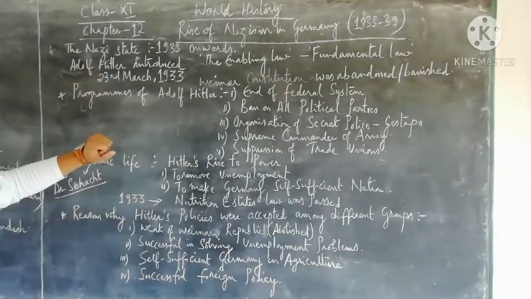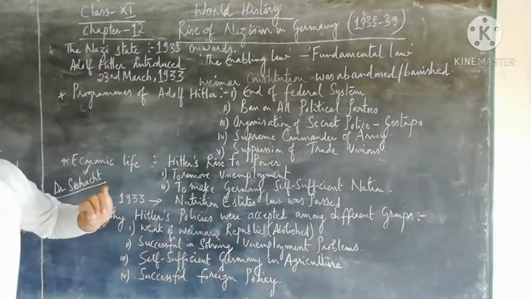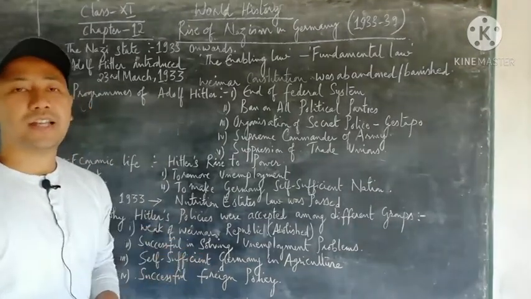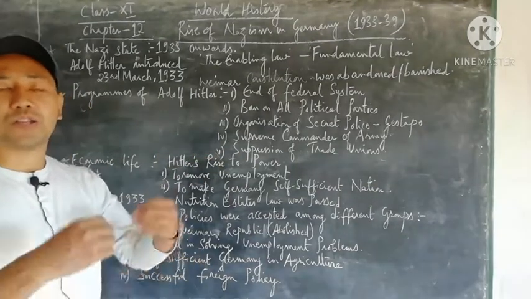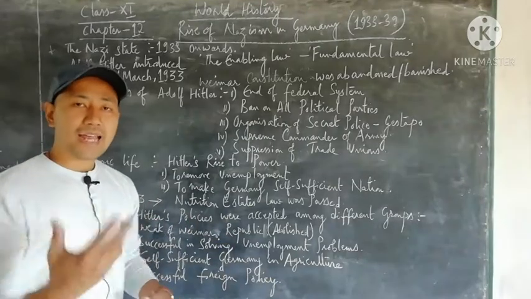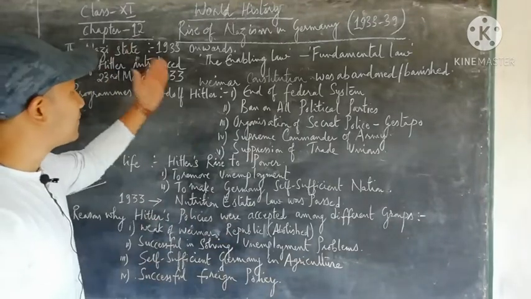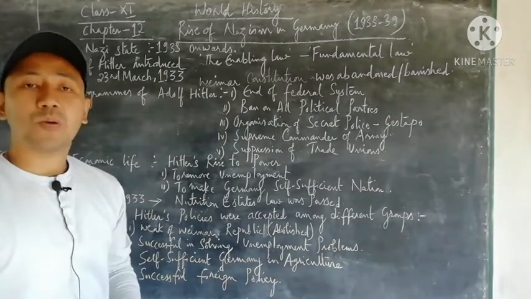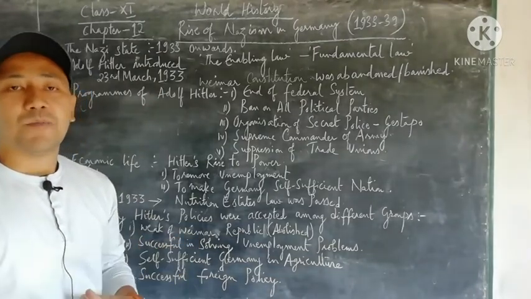So the first topic we will discuss is the Nazi state. How Germany became a total Nazi state after Hitler formed a new political party known as Nazism in 1933, and after that what were the new types of programs or policies that were adopted by him.